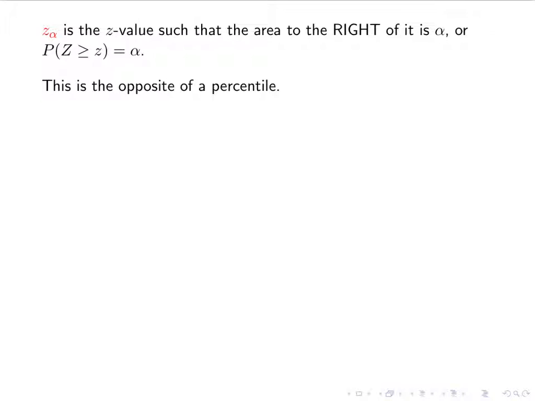We're looking for z such that the probability of big Z being greater than or equal to little z is alpha. So alpha is a percentage. You can think of it as 0.25, 0.85, 0.04. So alpha is somewhere between 0 and 1. And then z sub alpha is again a z value, and it's the opposite of a percentile. So pictorially, this is what it looks like. Again, the area to the right is alpha.